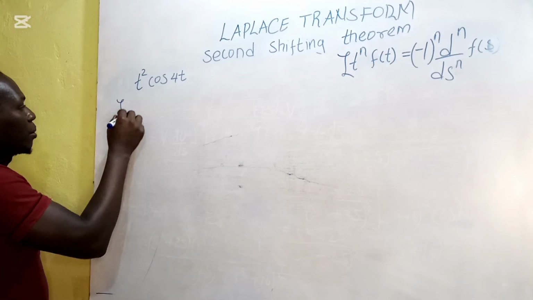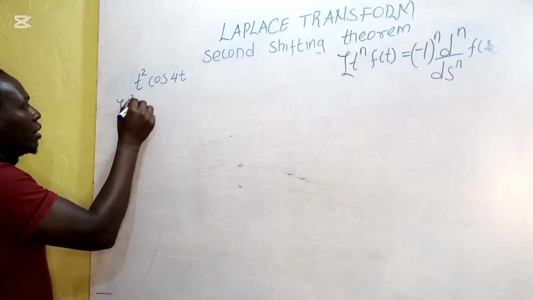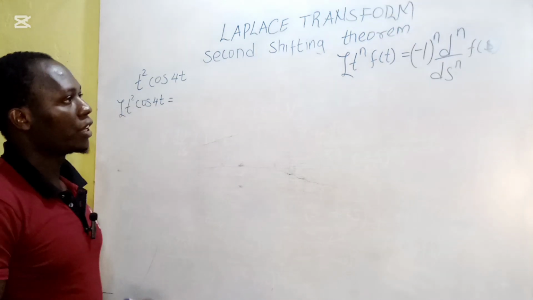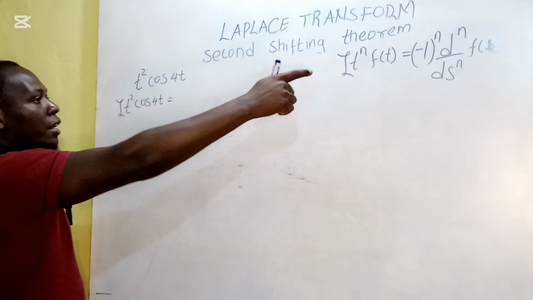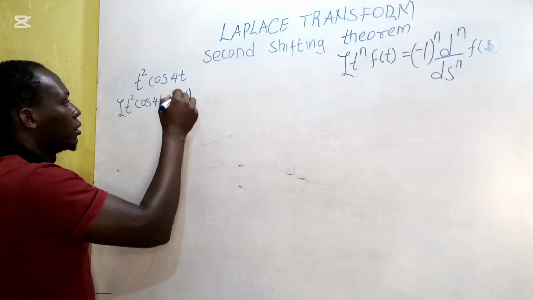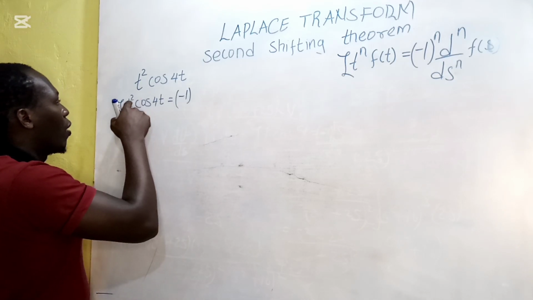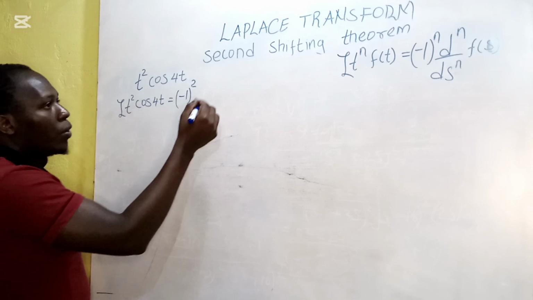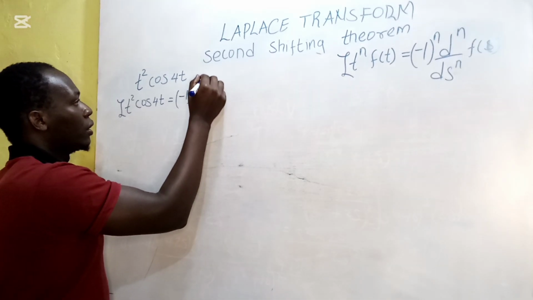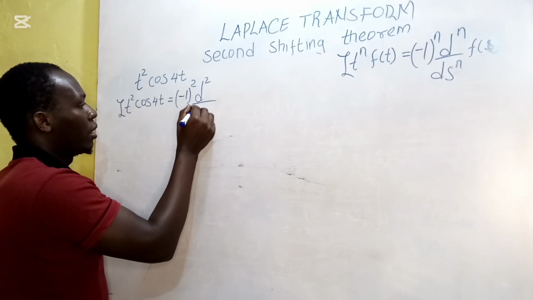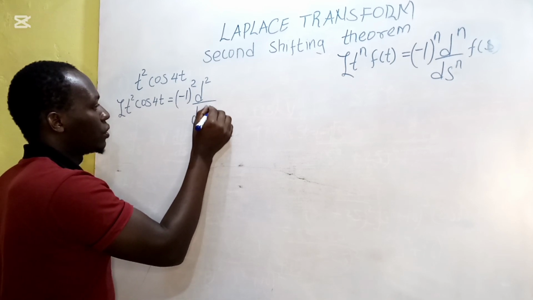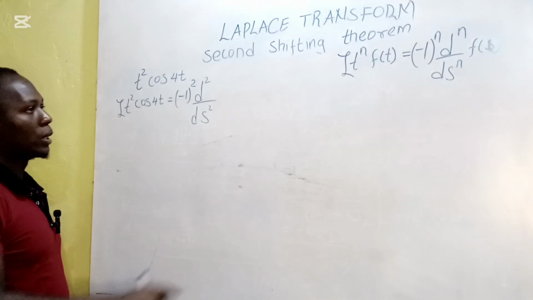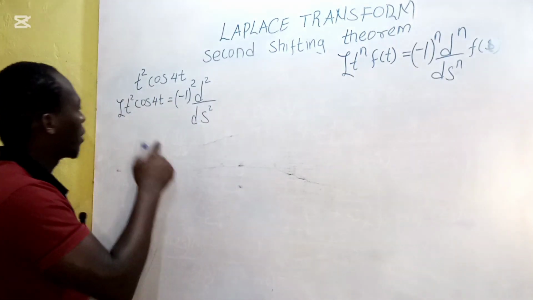The Laplace transform of our function t squared cos 4t is going to be equal to (-1) raised to the power of n. The power of n is going to be 2. We come and multiply by d squared over ds squared. The Laplace transform of our function f of t is going to be now the F of s.